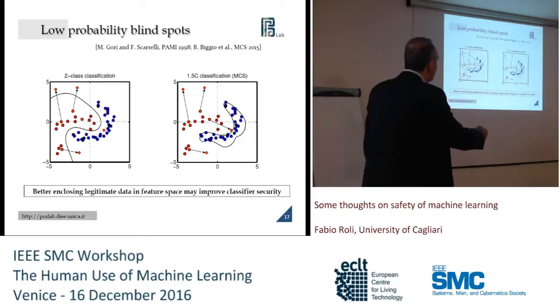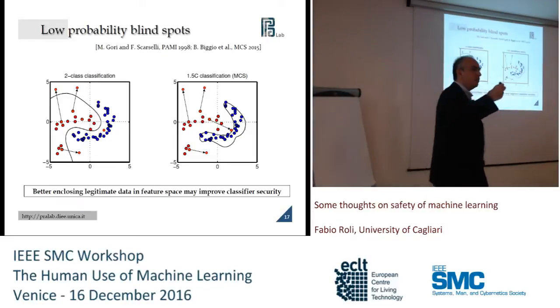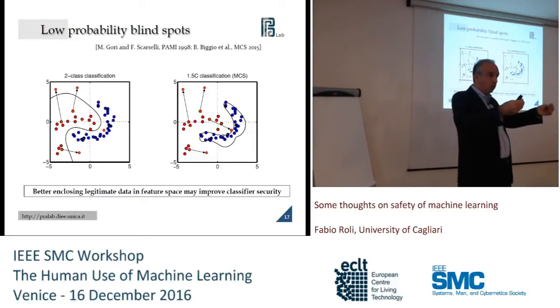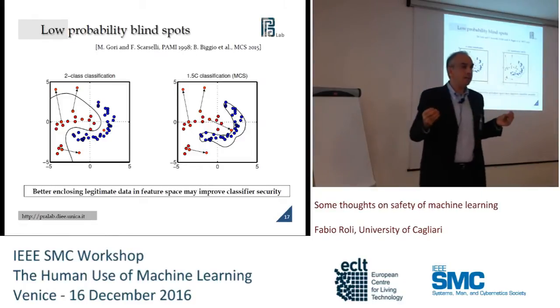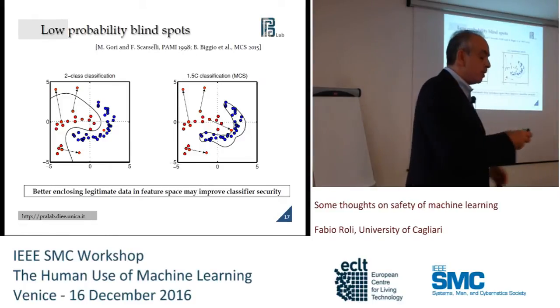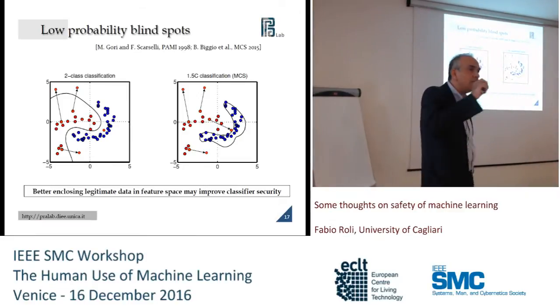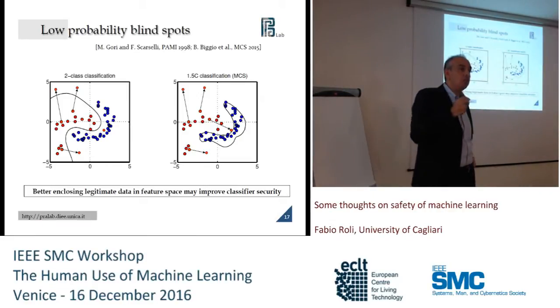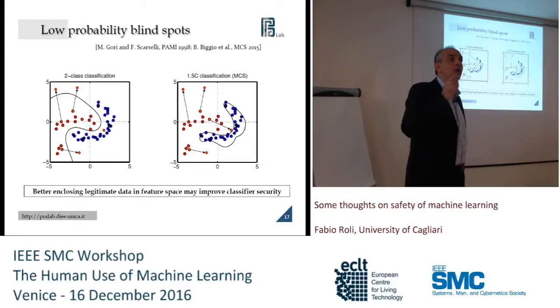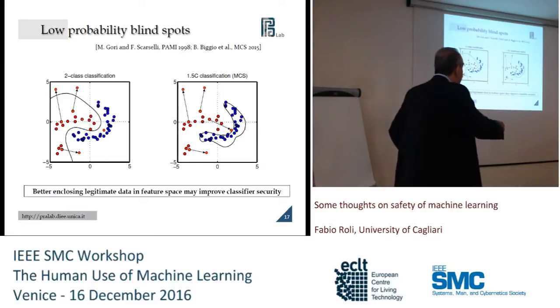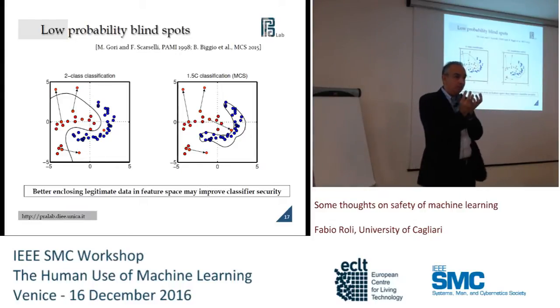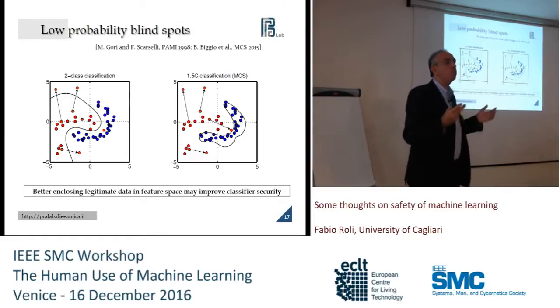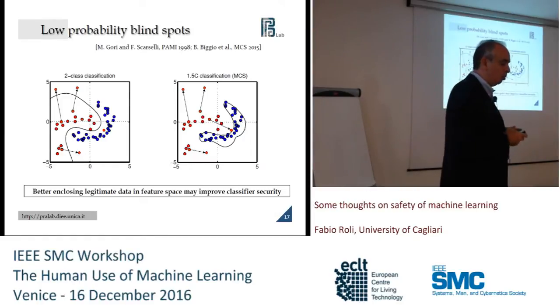Because if the decision boundary is closed, of course, it's much more difficult to have adversarial samples that fall in low probability regions and are misclassified. So what we are doing is to modify the learning algorithm of deep neural networks so that the neural network learns a decision boundary which is closed. And this should improve the robustness, in my opinion.